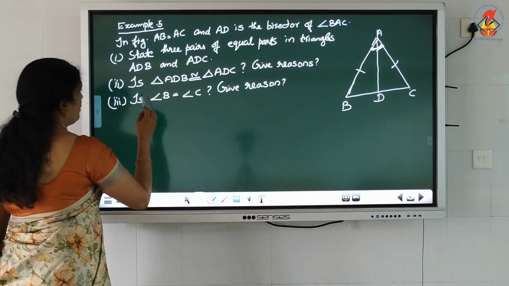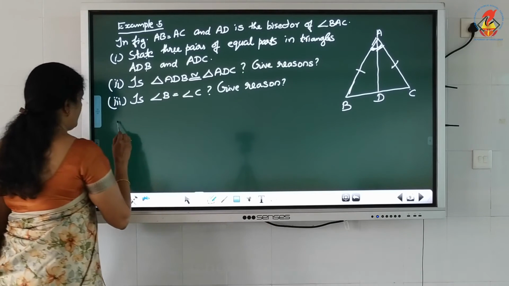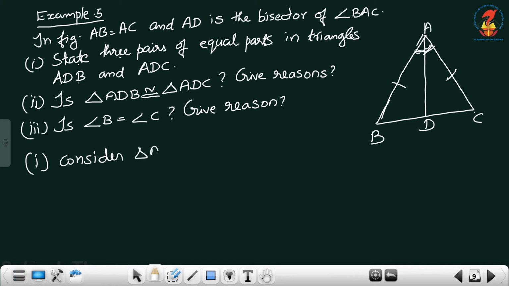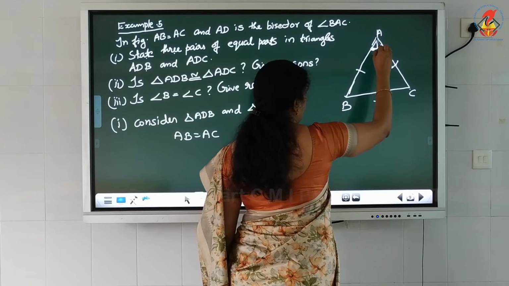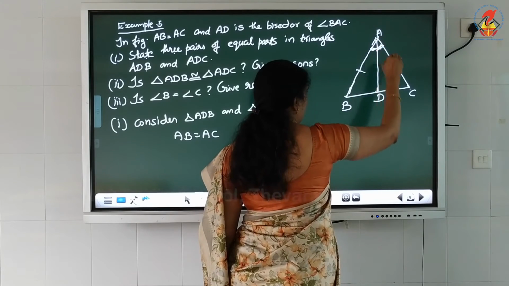Next, we have the first question: state three pairs of equal parts in triangle ADB and ADC. For the first answer, consider triangle ADB and triangle ADC. In these two triangles, these two sides are equal: AB equal to AC. Next, these two angles are also equal, that means angle BAD equal to angle CAD. What is the reason? AD is the bisector of angle BAC.